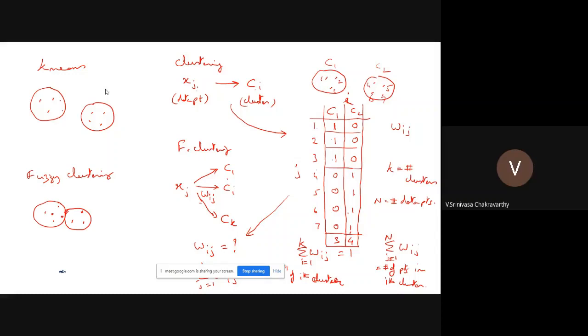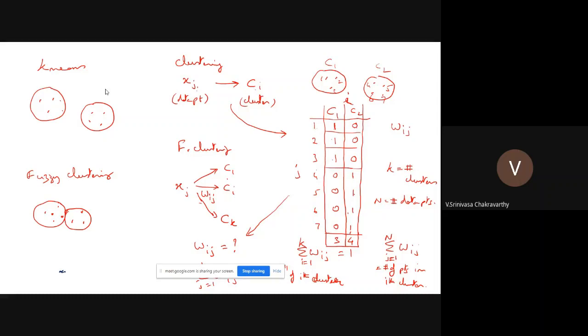Hi, good afternoon. So last class we were discussing fuzzy logic and fuzzy clustering. Just as in relational logic the variables are binary variables, true or false, or one or zero, in fuzzy logic the variable is a continuous variable which can take any value between zero and one.